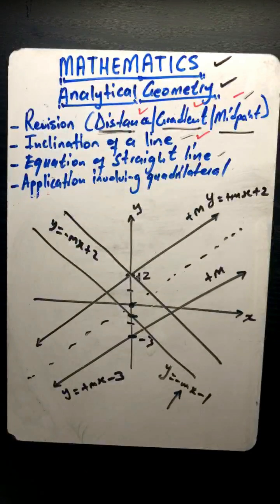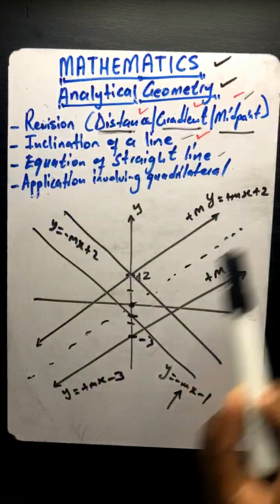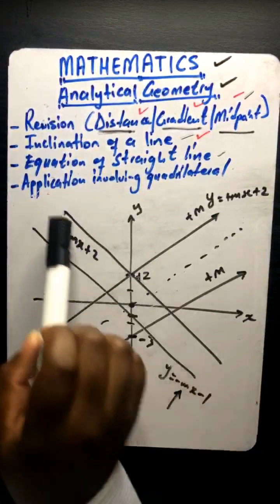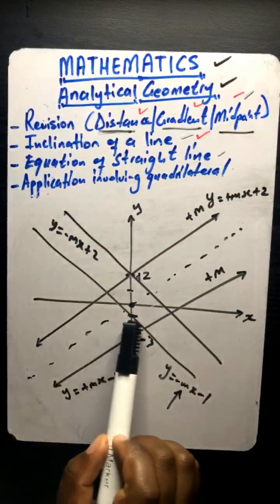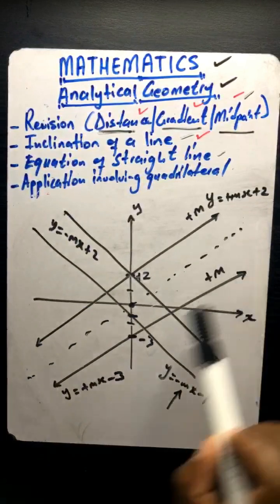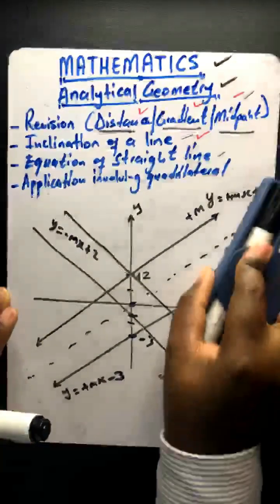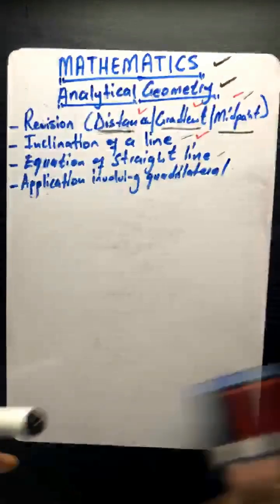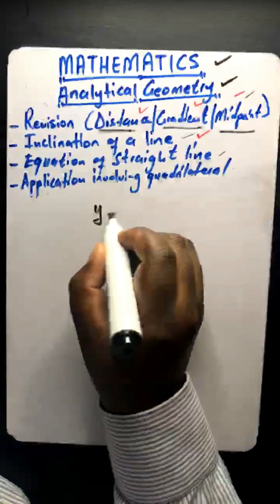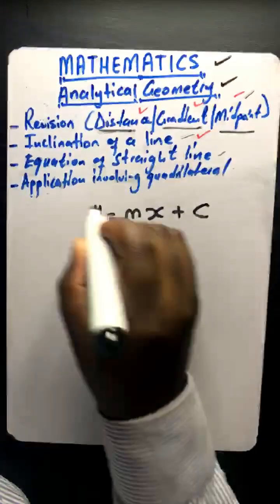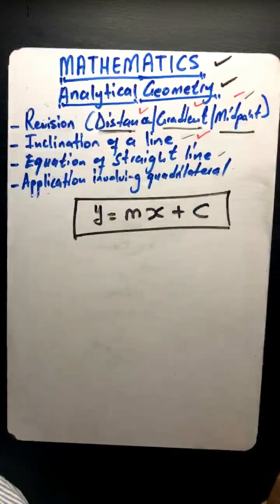So this is what I was saying: for this line, positive gradient, positive C value. Negative gradient, positive C value. Negative gradient, negative C value. Positive gradient, negative C value. Most importantly, you need to be aware that we have a general formula for determining an equation of a straight line.